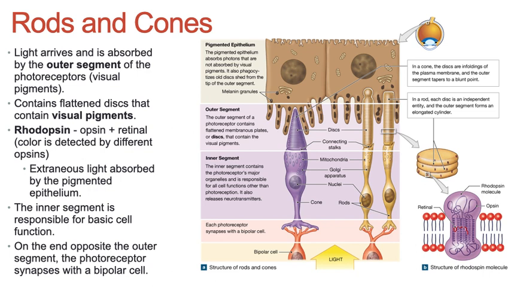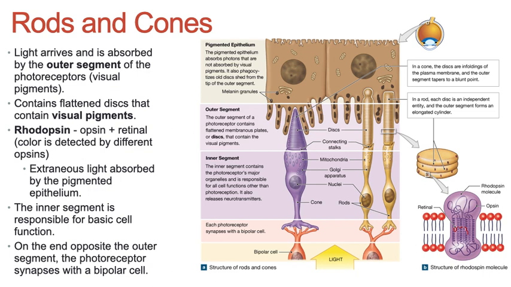So let's discuss the rods and the cones a little bit. So how does our special sense of vision work, really? So what it comes down to are these photoreceptors. And the physiology of vision has to do with how these photoreceptors actually function.